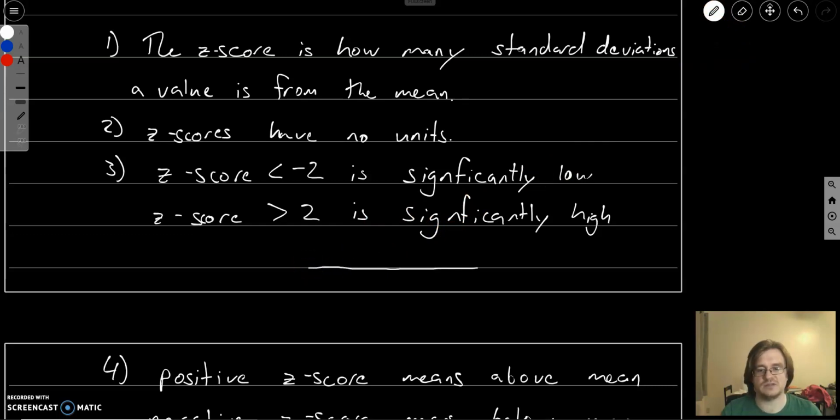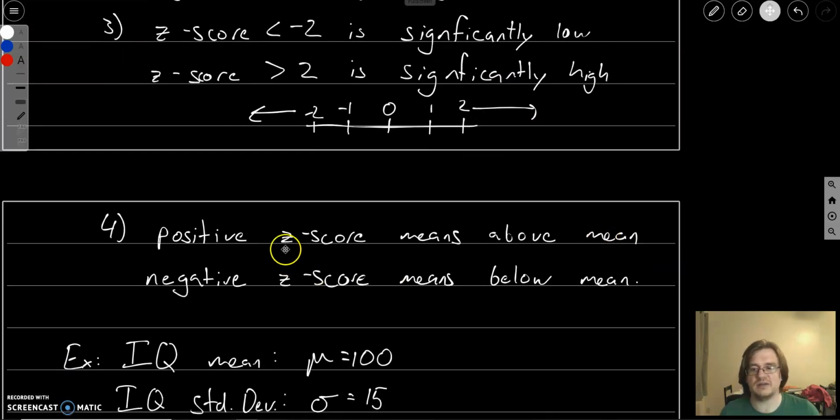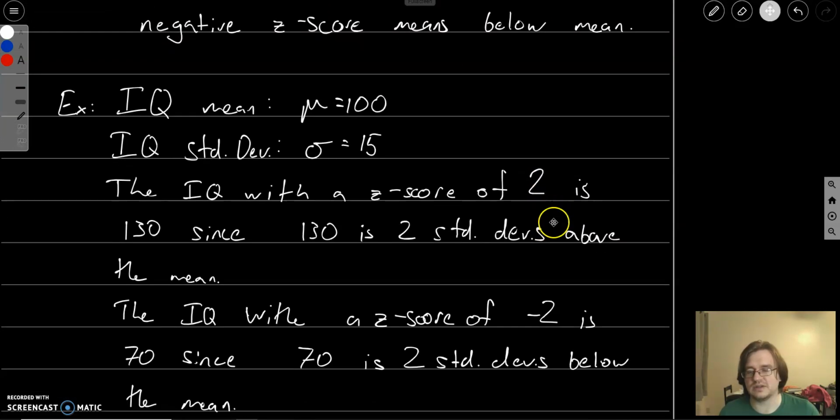So if we have our range of z-scores right in the middle at 0, this is when a value is exactly equal to the mean, and then we can have z-scores that are both positive and negative. Anything bigger than 2 and anything less than -2 is considered a significant event. So this is significantly low or significantly high. And like I just mentioned, a positive z-score means above the mean, and negative z-scores mean below the mean.